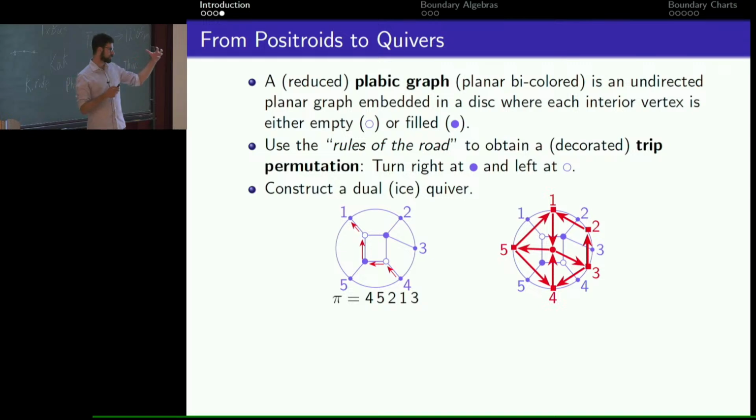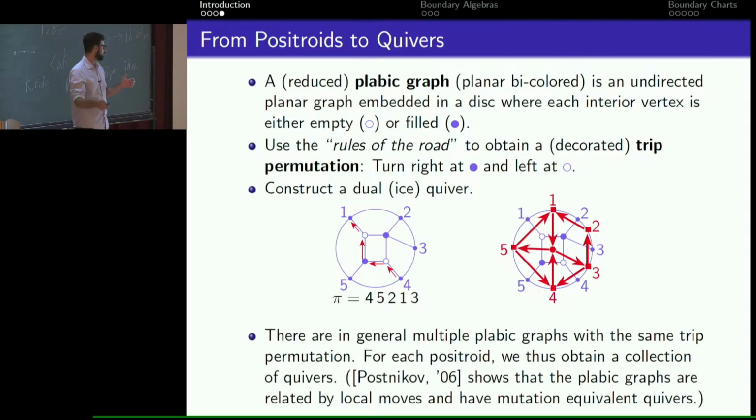So given a positroid, I've got these plabic graphs that correspond to them, and each plabic graph gives me a quiver. Now, there could be multiple plabic graphs with the same trip permutation, so there's some redundancy here. And these different plabic graphs might give me different quivers. So for a positroid, I really get a collection of quivers. And there's some work of Postnikov which shows that this collection is well behaved. They're all mutation equivalent, whatever that means. But for our purposes, what I really need to know is that corresponding to a positroid, I also have a collection of quivers.